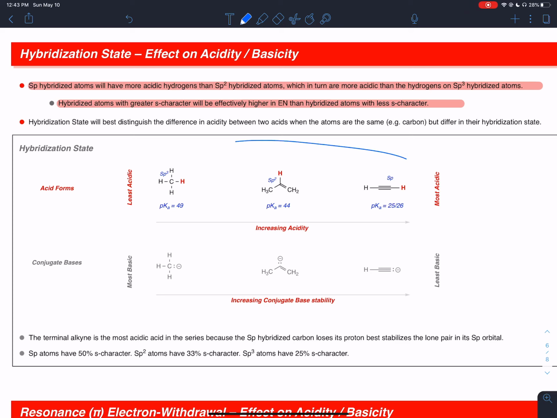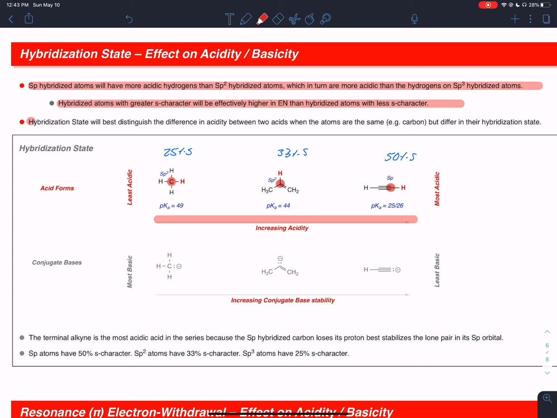Remember, when we thought about our different hybridization states, sp hybridized atoms had 50% s character, sp2 atoms had 33% s character, and sp3 atoms had 25% s character. So here we see increasing acidity of the hydrogens bonded to these carbons because of hybridization state. The sp hybridized carbon has the most s character. It is effectively the most electronegative of the carbon atoms in this series.